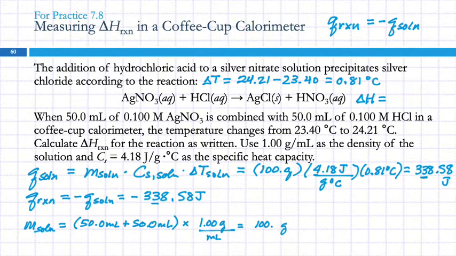Let's do this in a different color. So 50 milliliters, 50.0 milli times 10 to the minus 3 liters times 0.100 moles per liter.